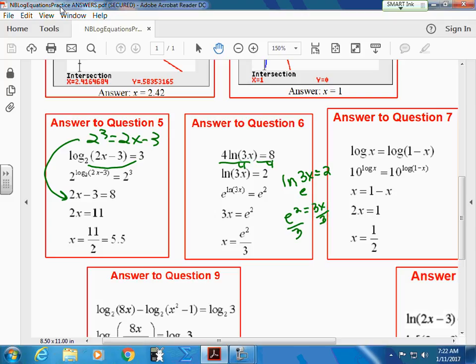Number 7 has logs on both sides. As long as it's one term, you can cancel out your logs. They raise everything to the base. The base, when it's not there, is 10. So the concept is this, and then they take another step and do this. So we don't do that. We cancel out our logs and cut right to the chase. So we're here and solve for x.